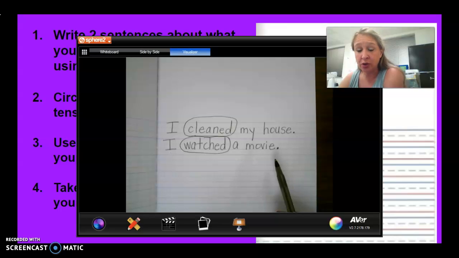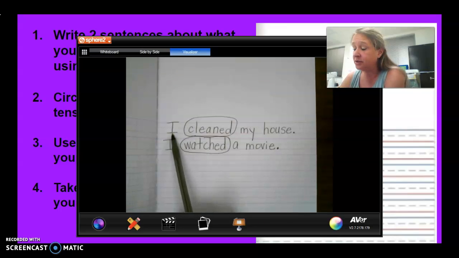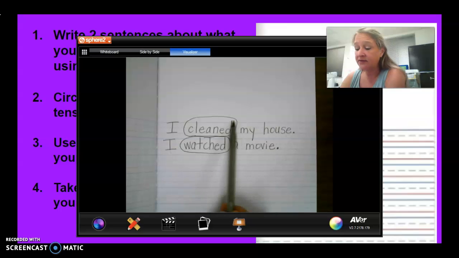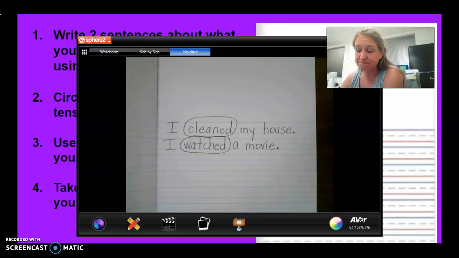And now you are going to get out your journal, turn to the next clean page, and write 2 sentences about what you did over your Thanksgiving or fall break. When you are through writing your sentences, you are going to go back and check for your capital letter, your period, and circle the past tense verb. Then you can take a picture and turn it into your teacher.